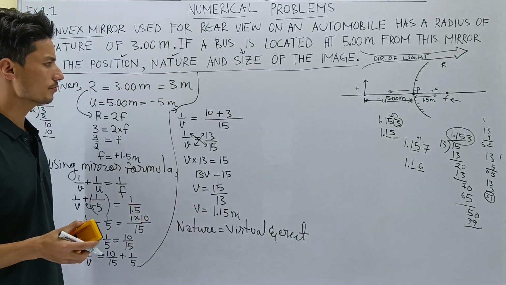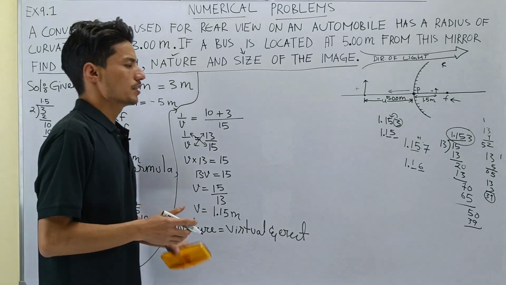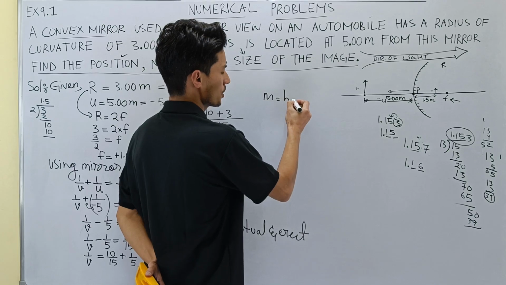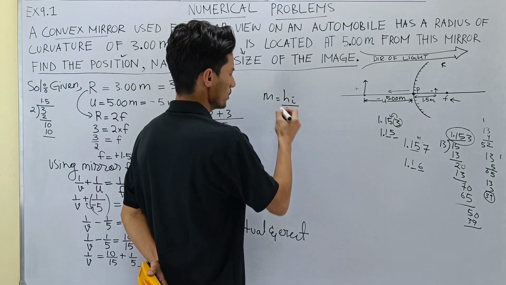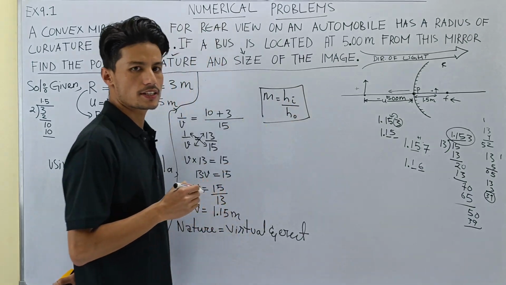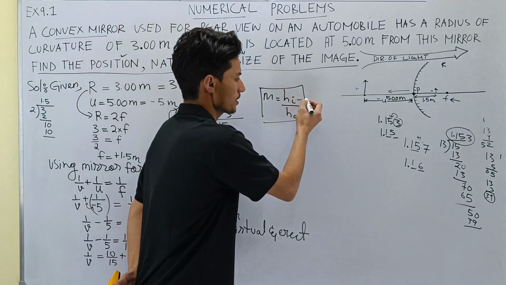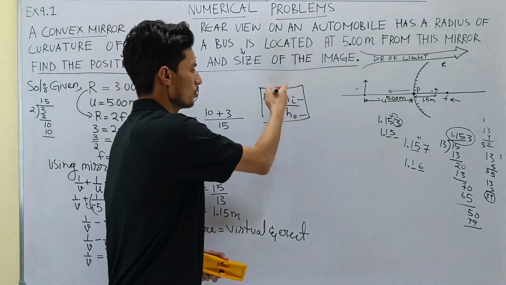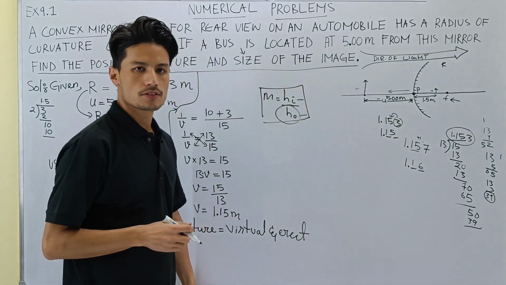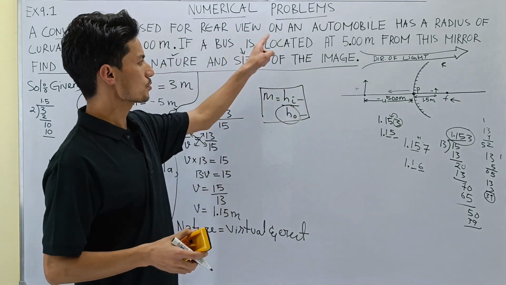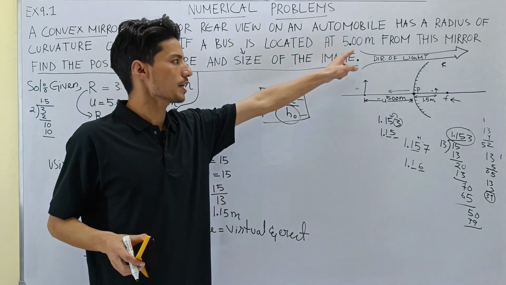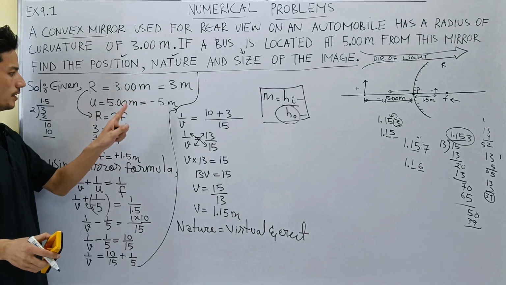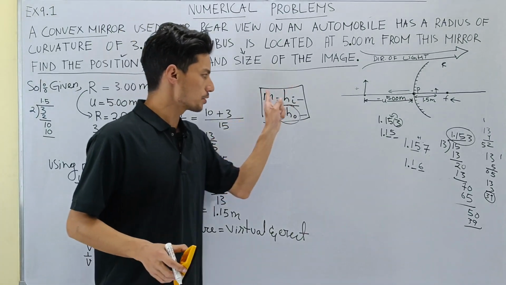Now there is one formula to find the size, which is m is equal to hi by ho. Usually this is the default formula for finding the size, because hi means the height of the image, and ho means the height of the object. But to use this formula, the question has to provide us with the height of the object. Did the question provide us with the height of the object? No. The only information the question provided us was the radius of curvature and the object distance. So we cannot be using this formula.